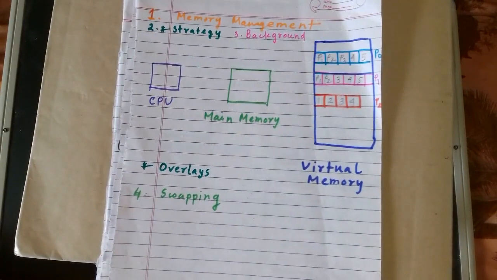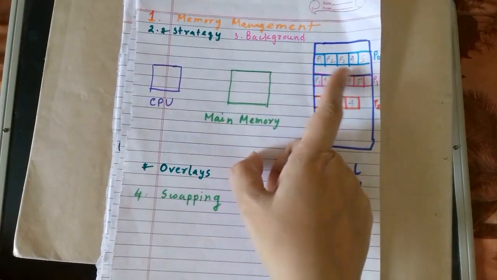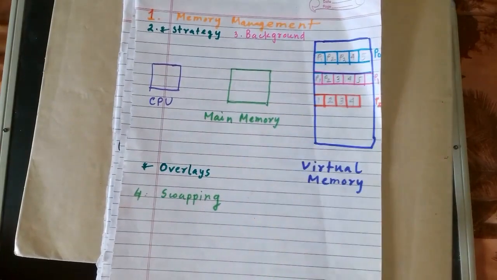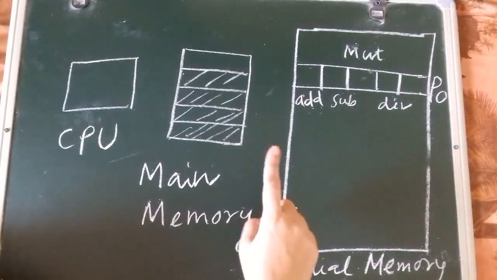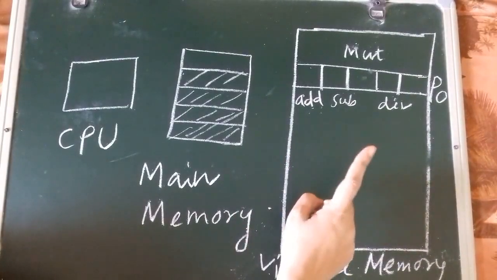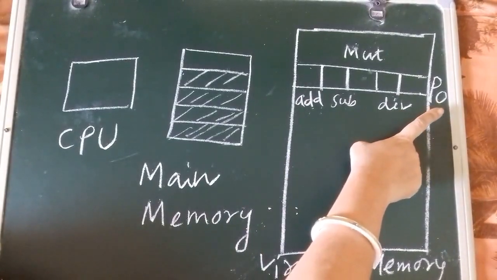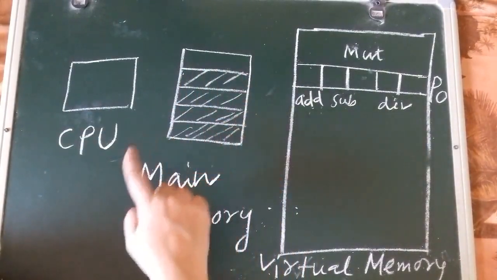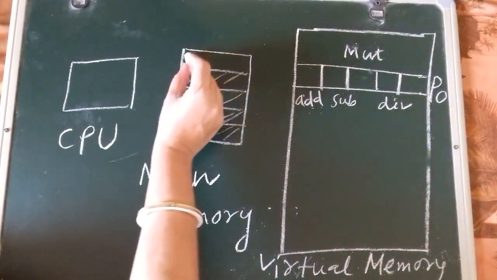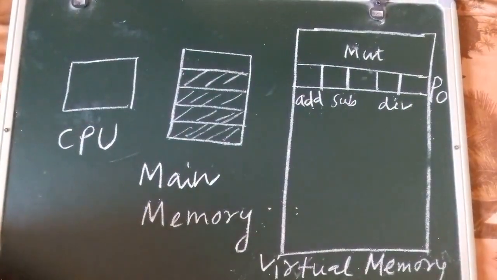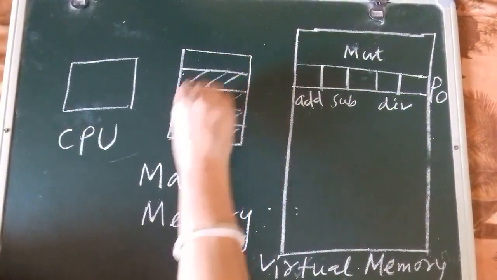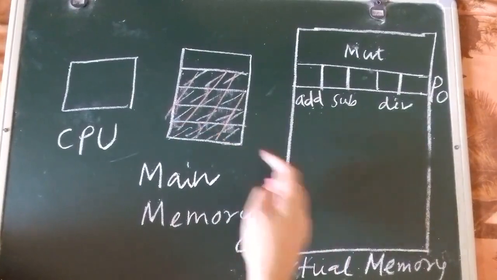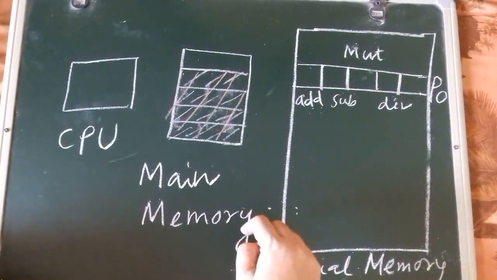Swapping is nothing but bringing the program from virtual memory to main memory and again taking it back from main memory to virtual memory. It will be more clear if we write. Let us assume that we have a program or process P0 in virtual memory. CPU will be presently executing that. But how much memory space do I have available here? I have only this much of memory space. This memory is already occupied. So only this much of memory we have available.